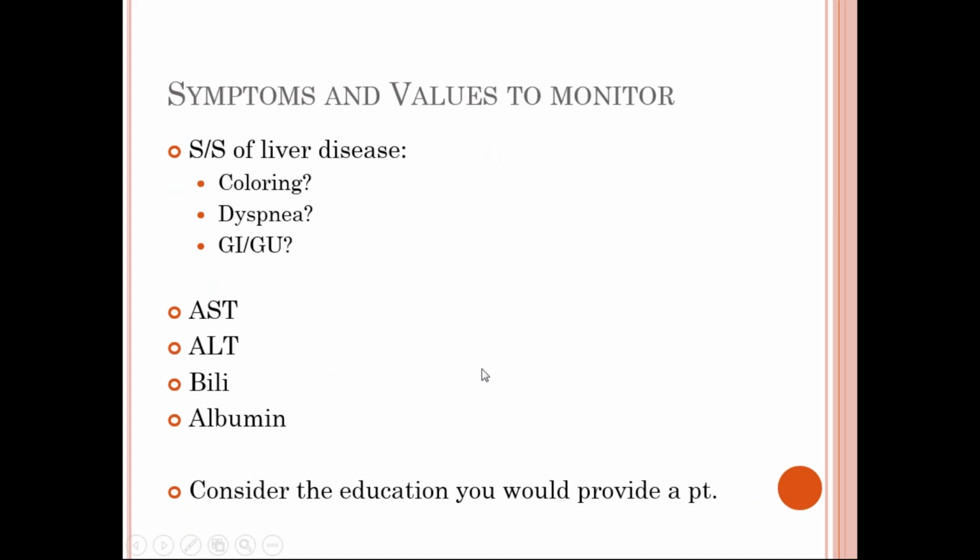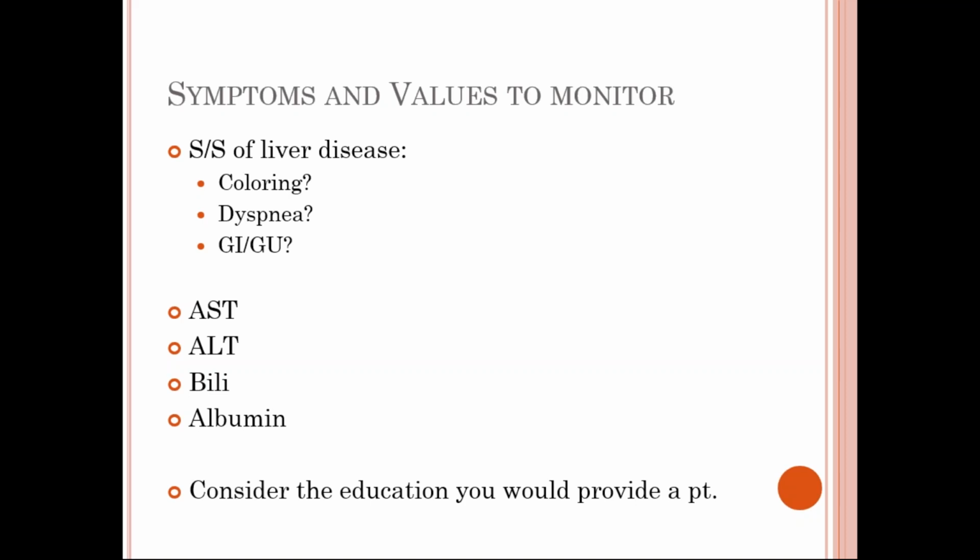Signs and symptoms of liver disease. The labs that you would check: AST, ALT. And that can indicate acute liver injury. Over time, AST, ALT may actually normalize or be low just because there's not enough remaining healthy liver tissue to be releasing the enzymes therein.